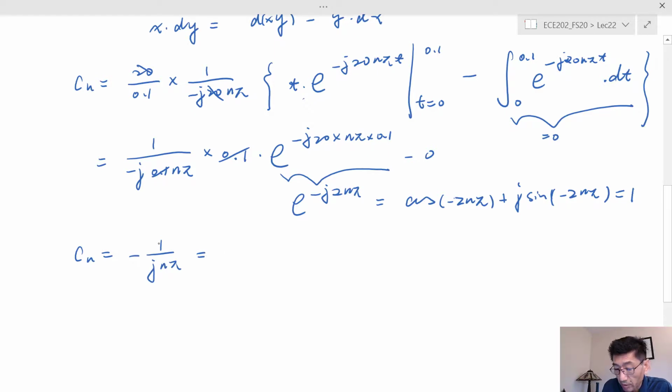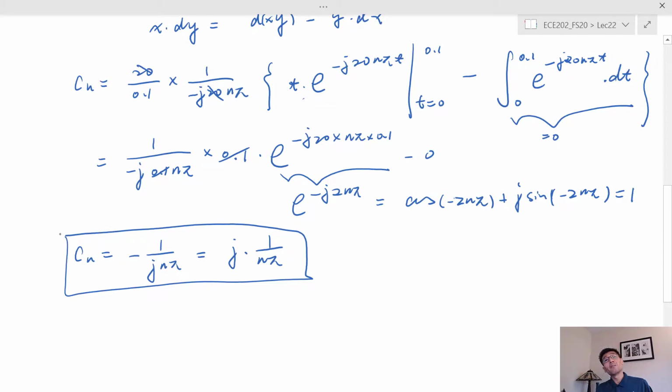Or we can see this is equal, because 1 over j is equal to negative j, right? So we actually have j times 1 over n pi. So this is a really compact form, right? So this is the Fourier coefficient, a complex one. And let's look at whether this works.